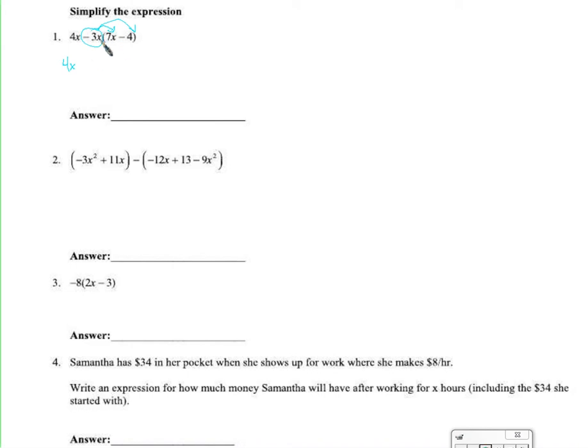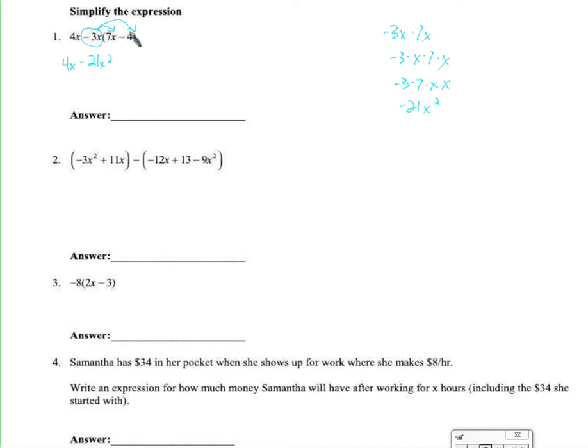So we're going to do negative 3x times 7x. Negative 3x times 7x. That's really negative 3 times x times 7 times x. So we can just do negative 3 times 7 times x times x. That's going to be negative 21 times x squared. Right? Nothing magic there. X squared has not magically appeared. It's just the definition of x times x. Or x times x is the definition of x squared. Right? So we've got 4x minus 21x squared.